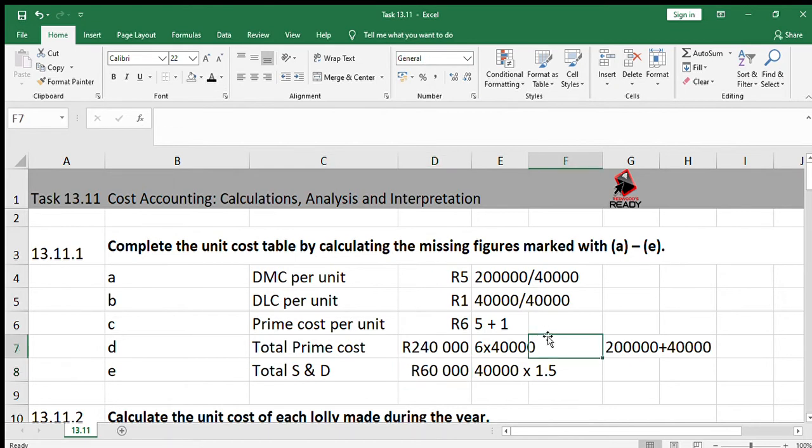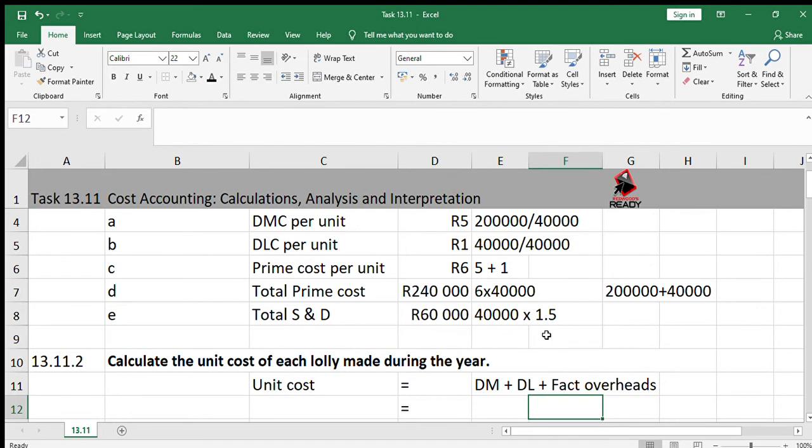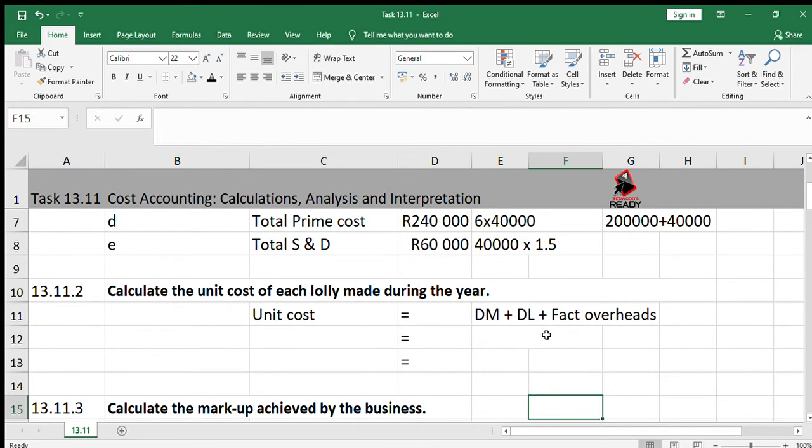And in 13.11.2, you have to calculate the unit cost of each lolly made during the year. Now the unit cost is the direct material cost, the direct labor cost, and the factory overhead cost. Because we're calculating the unit costs and we have been given the unit costs, we can use those to do the calculation. So our direct material per unit was 5 Rand, direct labor per unit was 1 Rand, and factory overheads per unit, given to you in the table, is 2 Rand. Just add up all of that and it will give us an answer of 8 Rand.